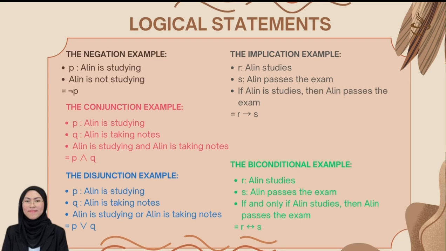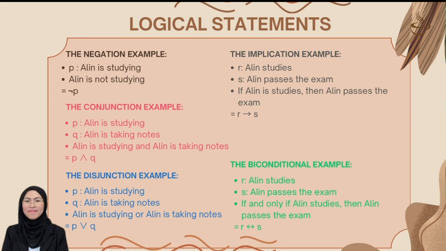The second one is the conjunction. Statement P, Alin is studying. Statement Q, Alin is taking notes. If we use the conjunction logical connective, we need to combine both statements and put the logical connective symbol in the middle of these two statements. So it will be Alin is studying and Alin is taking notes. At this point, we can see that P and Q, it means P need to be true and Q also need to be true, then the statement will be true.